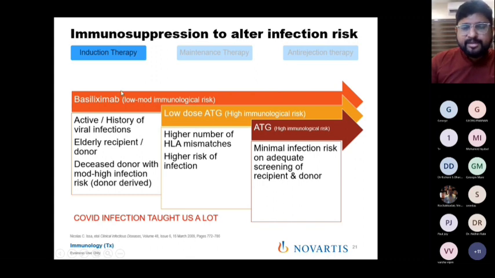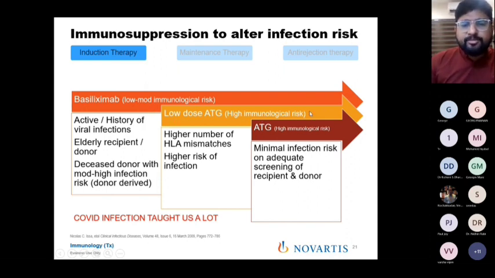So when you look at basiliximab, for low to moderate immunological risk patients, we prefer to use basiliximab. And I think COVID infection taught us a lot. During this time, we had a lot of patients being induced with basiliximab, and we gained confidence with the molecule. It applies to patients with an active history of viral infections, elderly recipients or donors, or a donor with moderate to high infection risk. So as George sir said before, you have to choose the right induction in the right patient. With such a history of infection in the past, a patient who has lost a graft to an infection in the past, or an elderly recipient or donor, basiliximab can be considered as a primary induction agent.